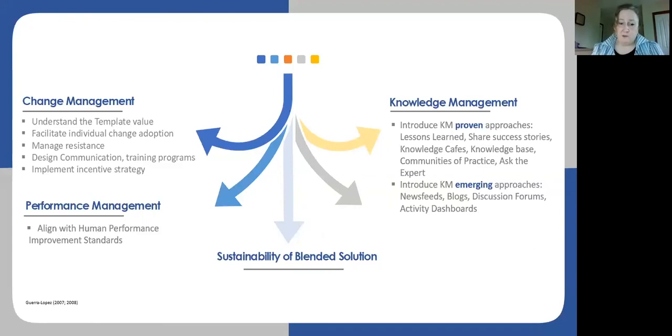And we also look at the sustainability of what blended solution means when we look at all these domains. And we definitely needed to consider the challenges that we had along the way from a strategic perspective, the project team, which was the cross-functional one, and the knowledge worker perspective. So they were all at different levels as we started the journey.